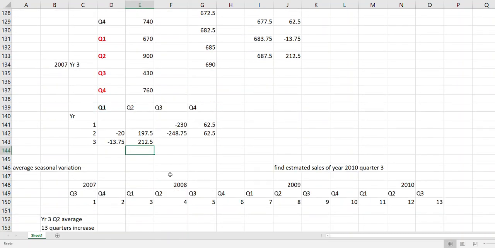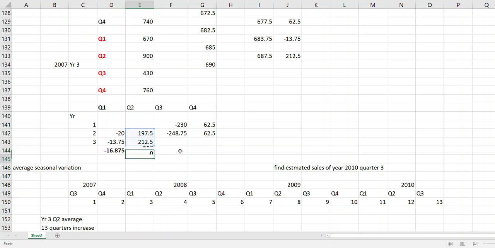We don't have any other data. So now what we are going to do is add it. And because the pair of data is 2, I'm going to divide it by 2. It gives me this average seasonal variation. And we will do this for the rest.